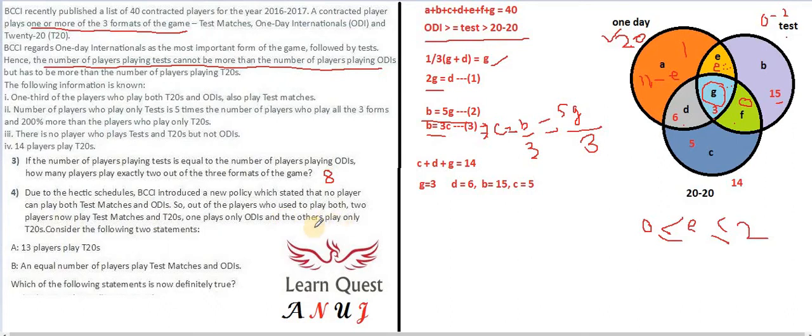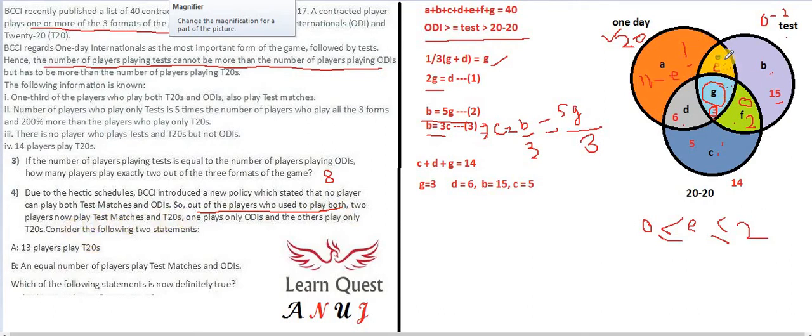Where one plays only ODI, now play test matches and T20. One plays only ODI and the others play only T20s. Okay, one more thing was there. Out of the players who used to play both, two players now play test matches and T20. Two are playing these two. So F, which was 0, now it will become 2. So out of these three we have distributed, one here, two here, right? Okay, so just read it once again. Out of the players who used to play both, two players now play test matches.